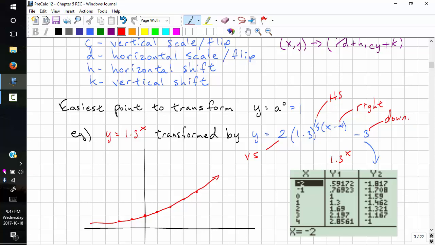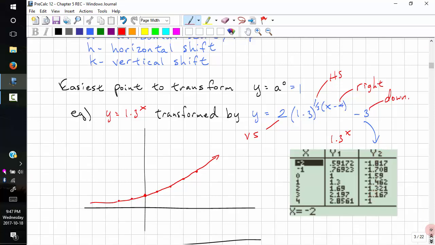Okay, and if we use a table of values, we have x, we have 1.3 to the power of x, and we have our transformed. So there's not a lot of grid points on this one because we have a decimal value here, and we can see decimal values here. So we can use a table of values or we can plot manually. Let's look at some points. This is (0, 1). We need to stretch this by 2, and stretching horizontally won't move it. Then we need to move right 4.